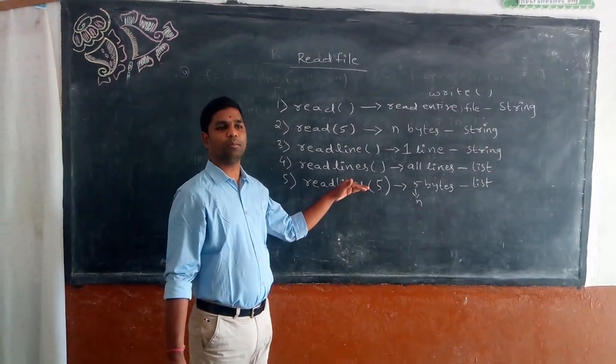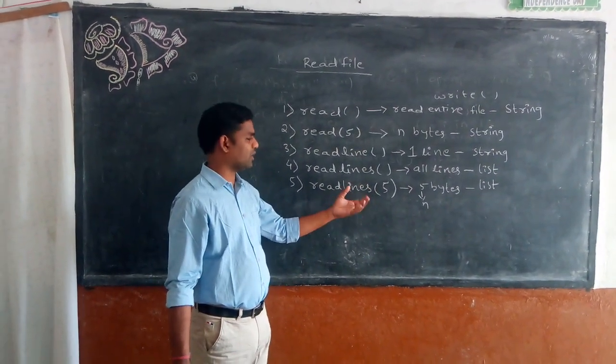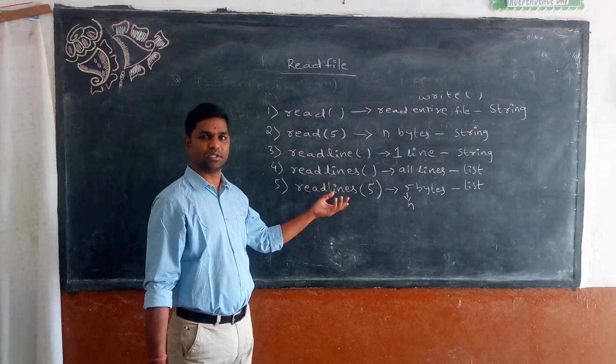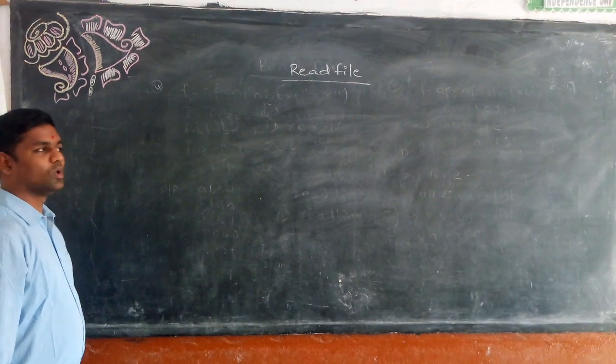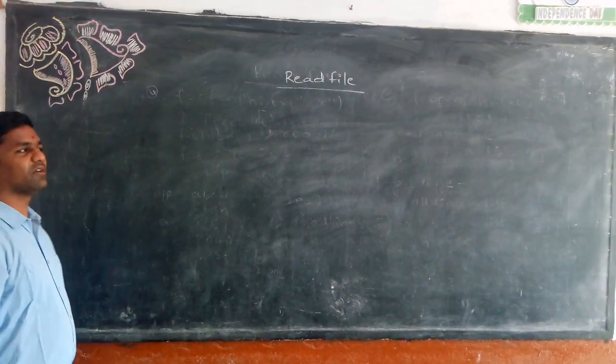We'll see what type of thing we need to do whenever we have a read lines. What is the output, with the example? Clear? Now we'll see an example of each and every function.